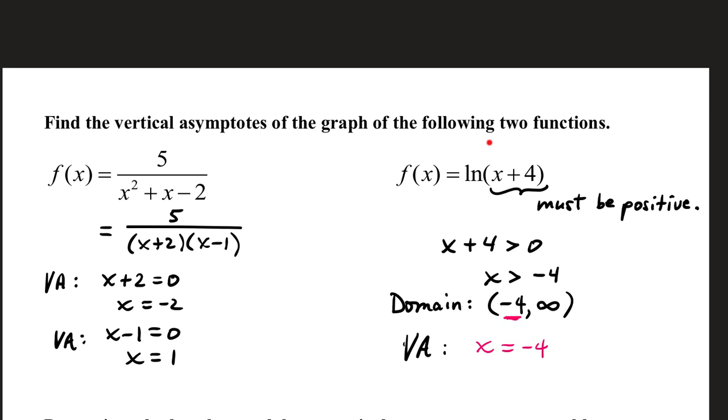The second function is natural log of x plus 4. Natural log is only defined when the part that follows it is positive. It can't be 0, can't be negative, not in the domain. X plus 4 is positive as long as x is greater than negative 4. The value at your cutoff for the domain is where your vertical asymptote will lie.